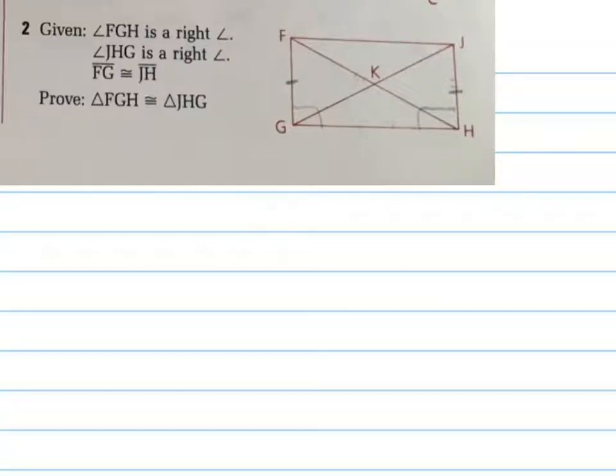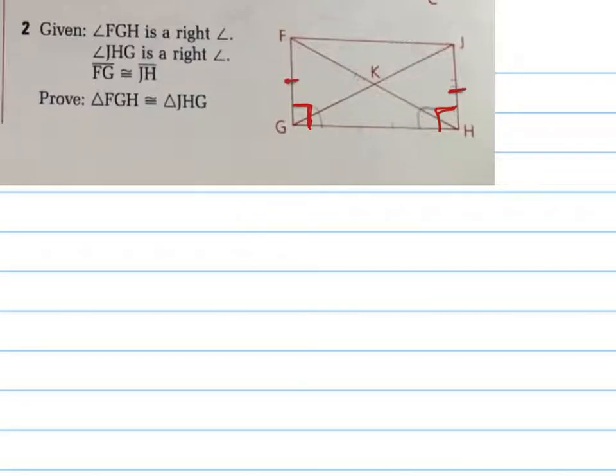All right, let's do this proof here. It says, first of all, given that FGH is a right angle. FGH is right, so that's what we drew in there. And JHG is right. And they're also telling us that FG is equal to JH, so this is equal to this. So we've already written those things in.